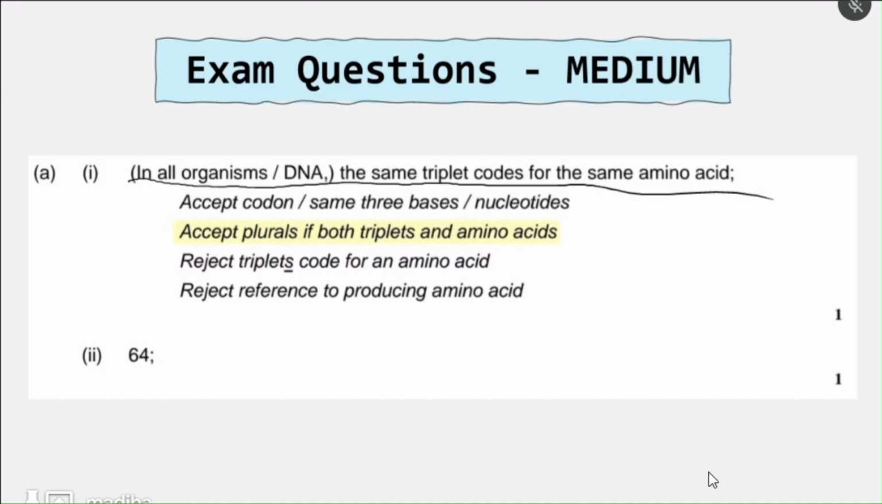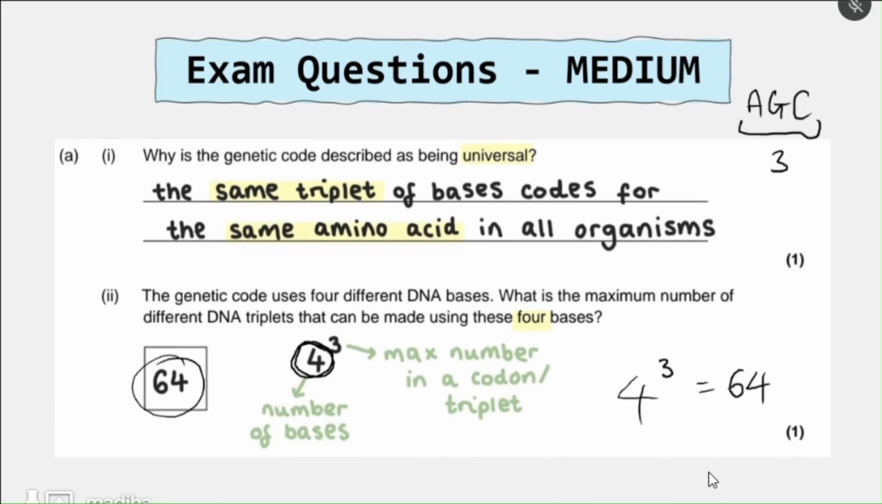Something key, again, because the mark schemes are so specific, they'll only accept plurals if you put plurals everywhere. So if you say the same triplets of bases codes for the same amino acid, that's wrong. If you put the same triplet of bases codes for the same amino acids, it's wrong. They only want you to put plurals if both of them are plurals. So the same triplets of bases would code for the same amino acids in all organisms. I think it's just better to stick to single, just so you're being really specific.